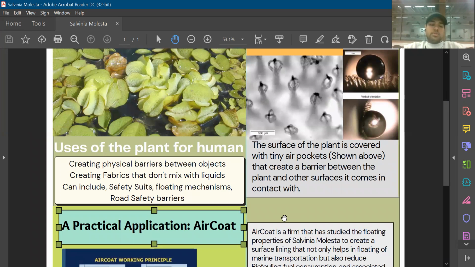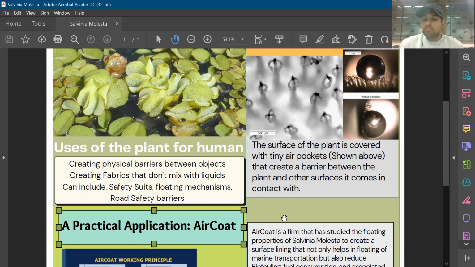If you talk about the uses of the plant for humans, which is biomimicry for innovation, we could use the ideology and the application of this plant in many different fields. For example, we could create physical barriers between objects. We could create fabrics that don't mix with liquids. Waterproof bags are a really nice example of this phenomenon. We can also include safety suits, floating mechanisms, and road safety barriers, for example.